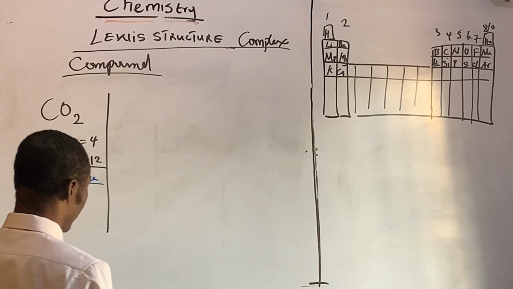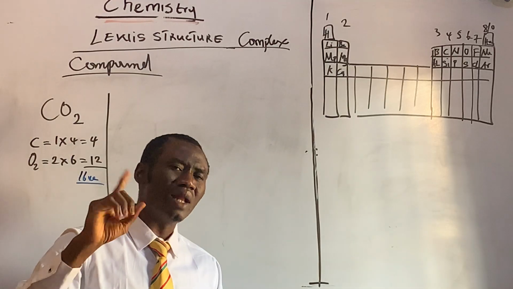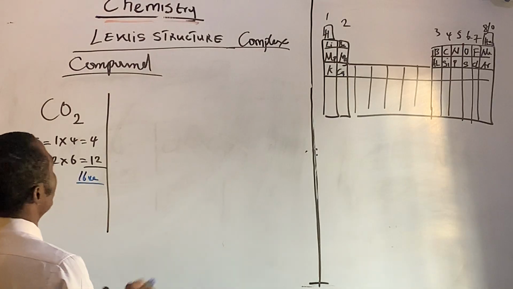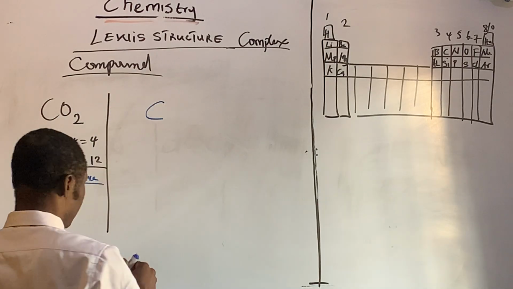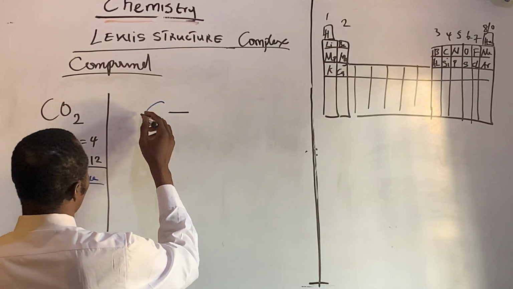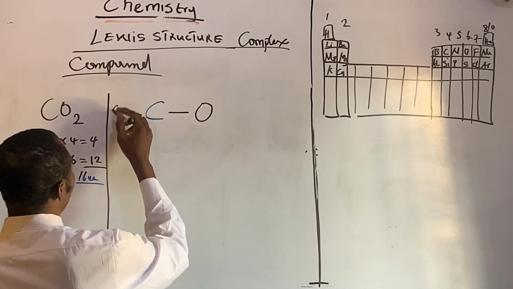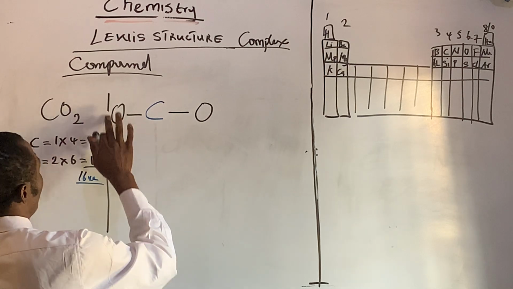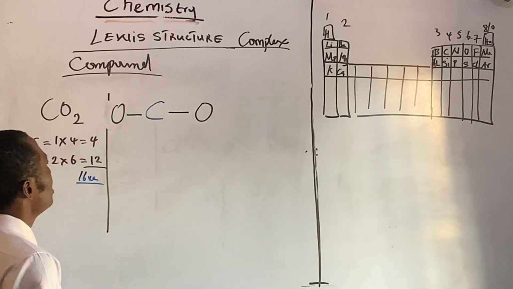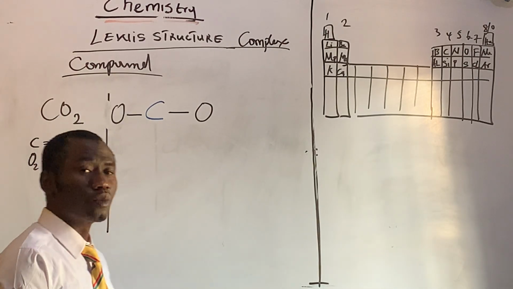Now, having said that, up next is to look for the single atom of element, which is carbon. So I'm going to make carbon my central atom, and then I'm going to take a bond and form oxygen on both sides of the carbon atom. Are you following now? Now, when I've done that, this is 2, this is 2. 2 plus 2 is 4.